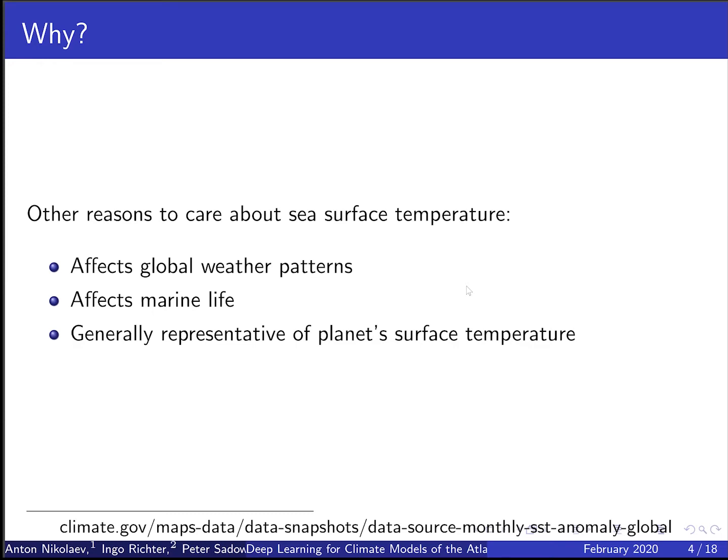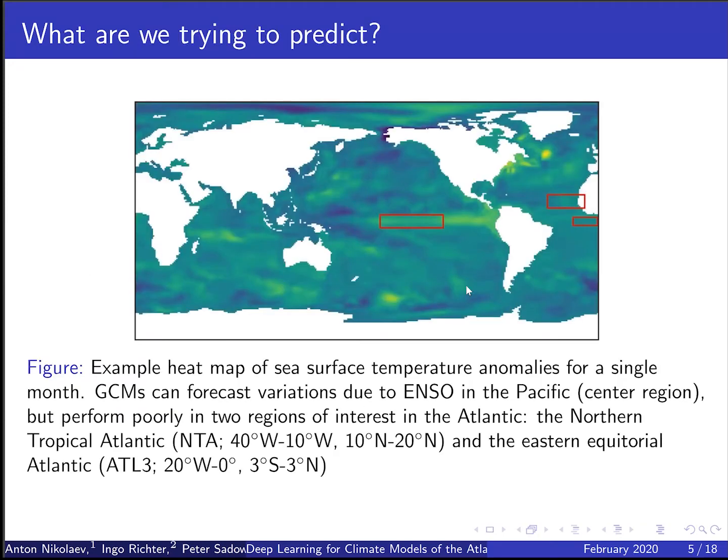So what has been done before? Another note: the first area, the biggest one, is where El Niños arise, and this is one of the areas of interest for climatologists, but our model was mainly aimed to predict sea surface temperature in those two areas, the northern tropical Atlantic and the eastern equatorial Atlantic. Why? Because it affects the global weather patterns that affect the east coast of the US, among others.